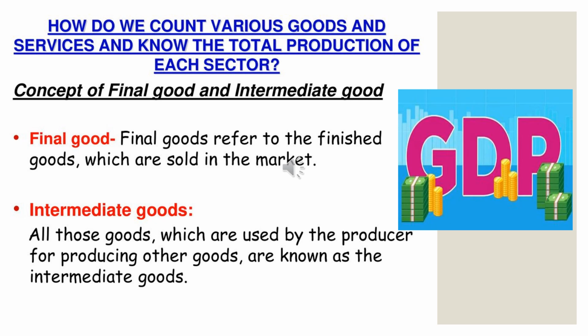Now, when we are taking into account the various goods and services to know the total production of each sector, we are only taking into account the final goods and services and not the intermediary goods. Now, what are the final goods and services? They are those goods and services which in the finished form are sold in the market. The intermediary goods or the intermediate goods are those goods which are used by the producer for producing other goods. So these products are known as intermediate goods.